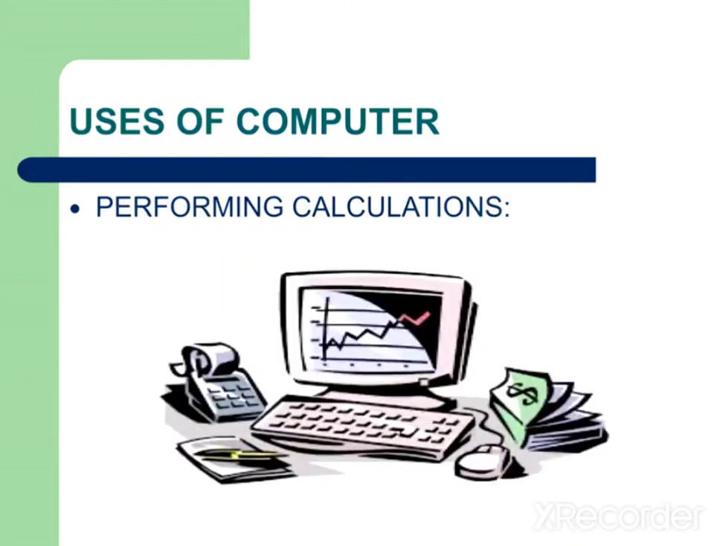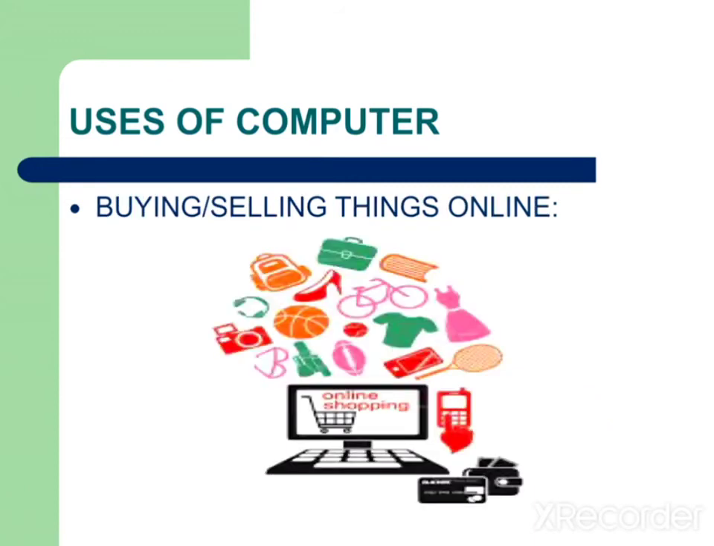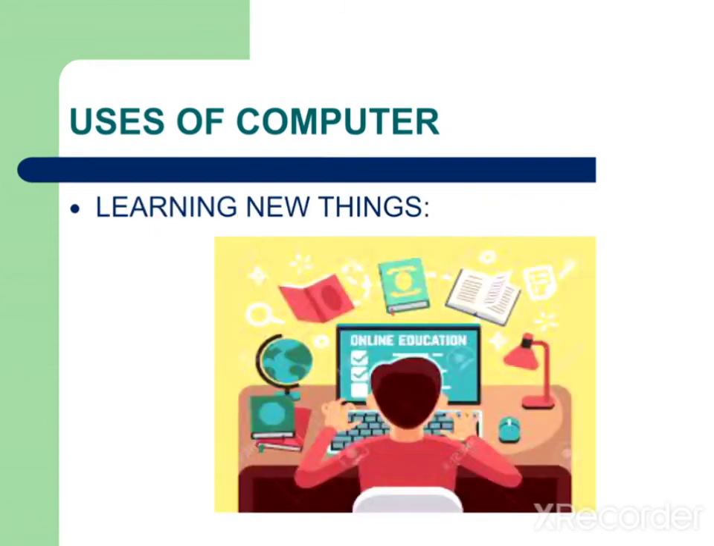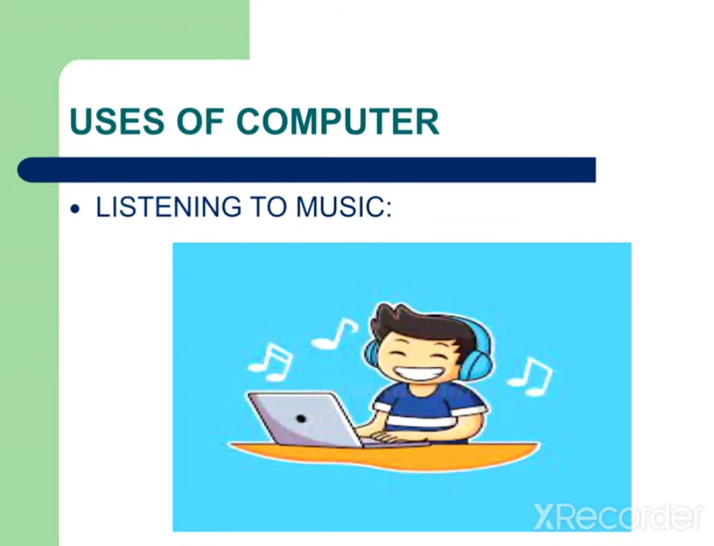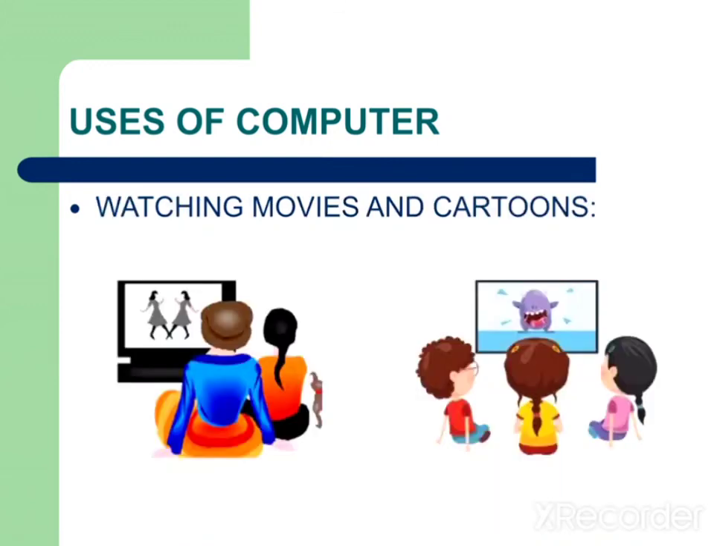Performing calculations. I hope you have seen the billing section in supermarkets. They are using computers for fast calculations. Buying and selling things online? That I don't need to tell you. You're already doing online shopping with your parents. Learning new things? Right now you are using a computer for learning new things. Listening to music, one of my favorites also. Watching movies and cartoons? Yes.